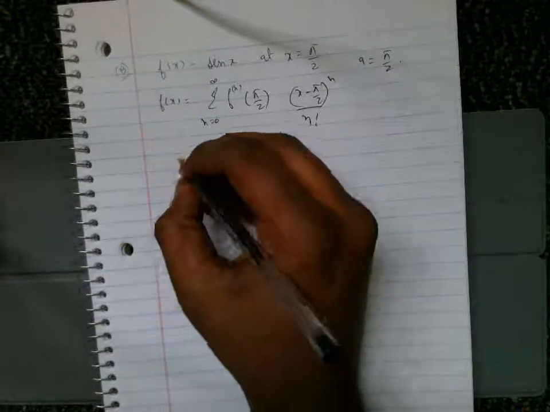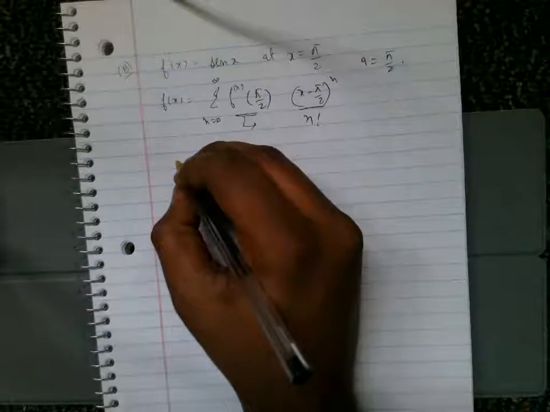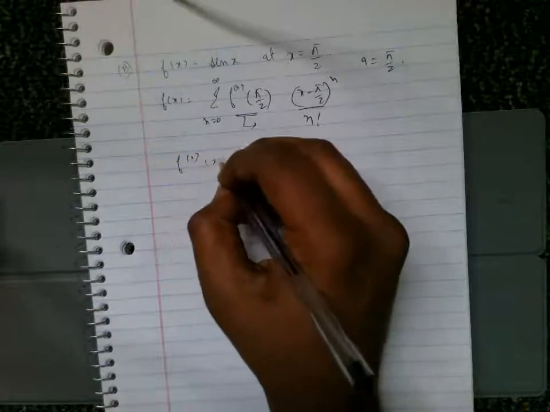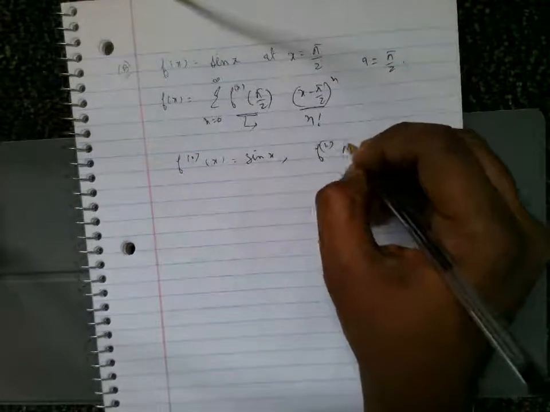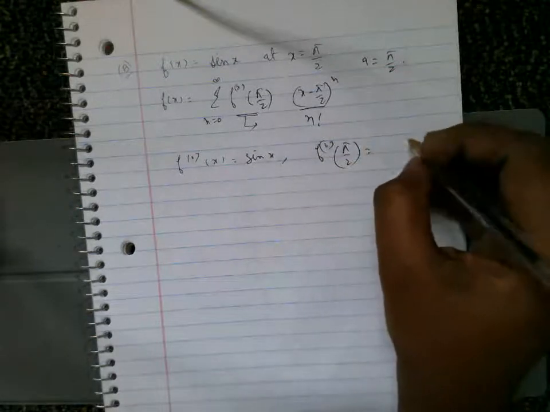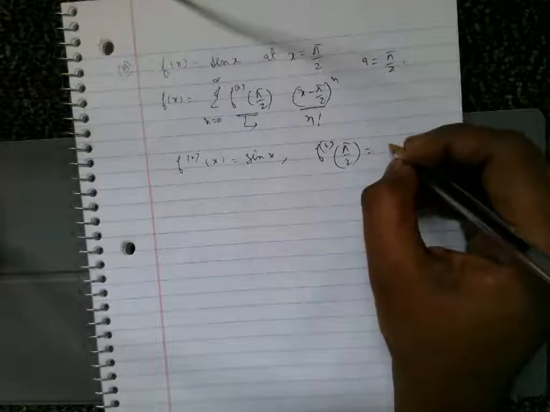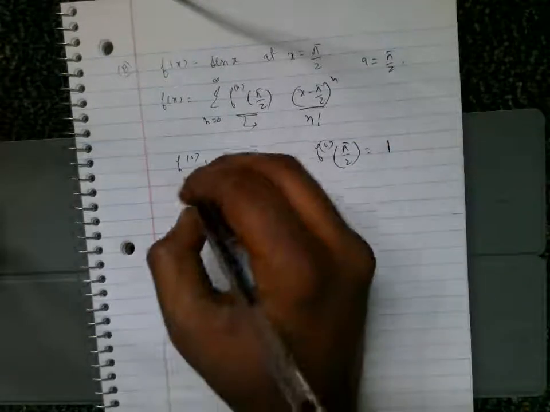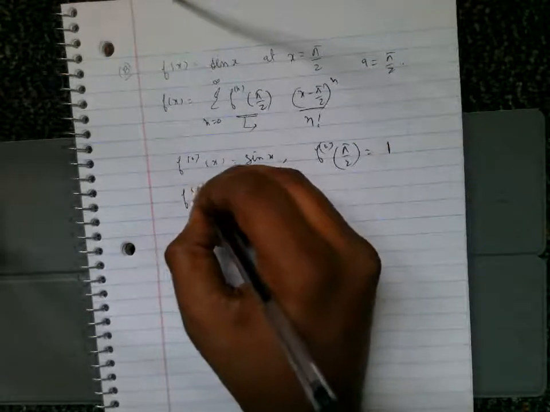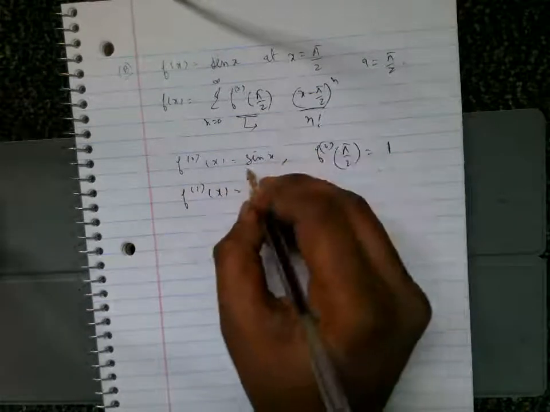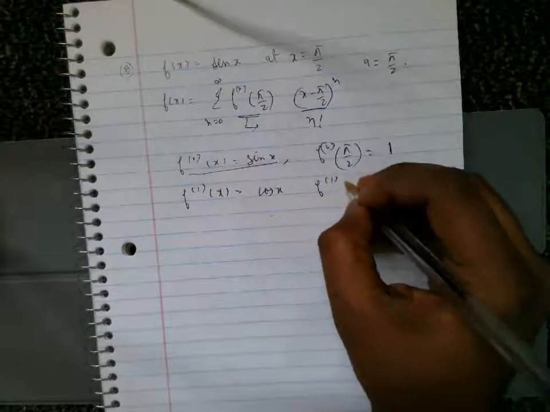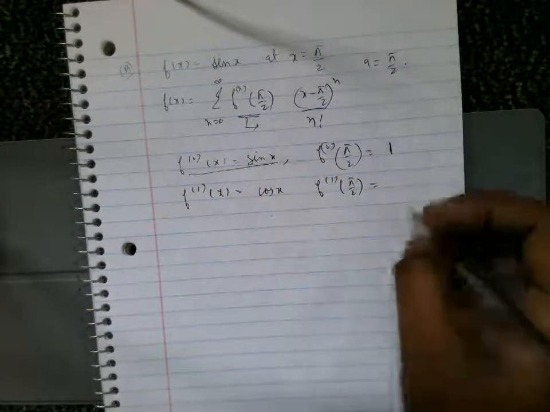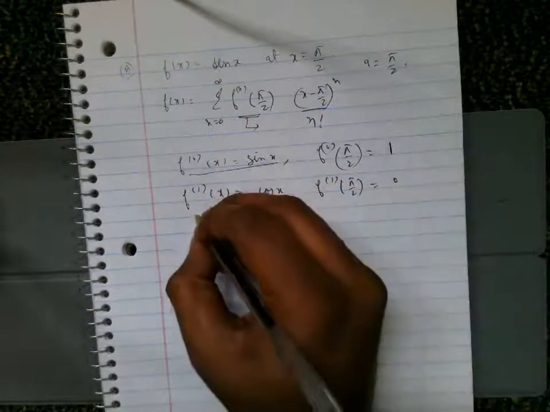So now let's look at what these values are. So f0 of x is sin x. So f0 of pi by 2 is just sin 90, which is 1. So f1 of x is the derivative of this. So you have cos x, and f1 of pi by 2 is, well, it's just 0.